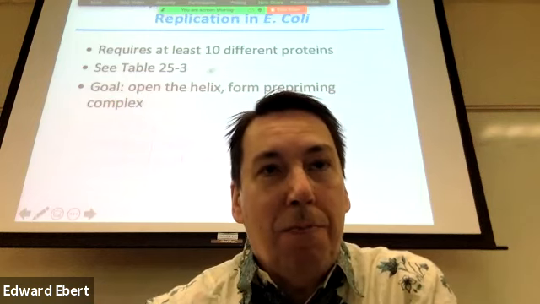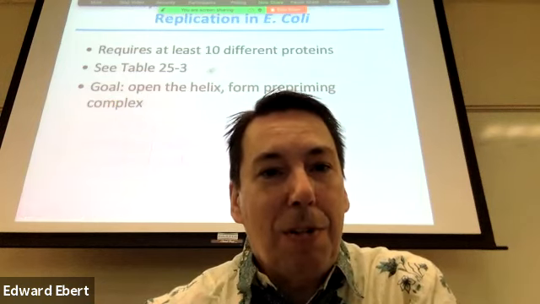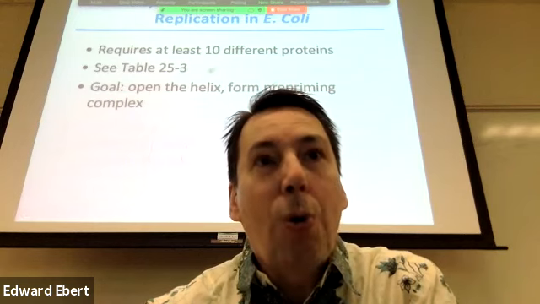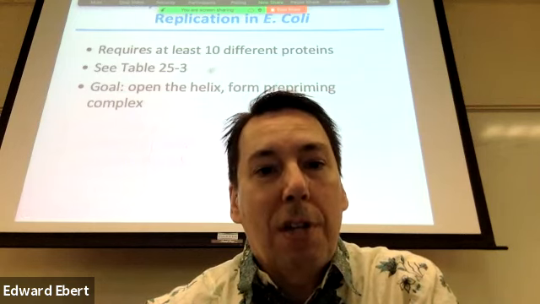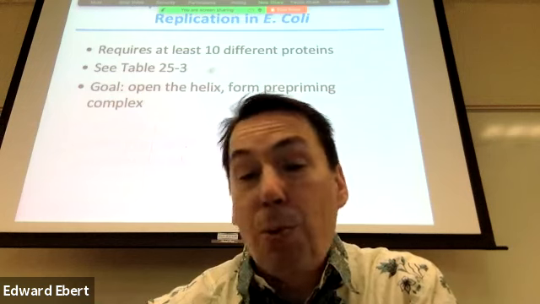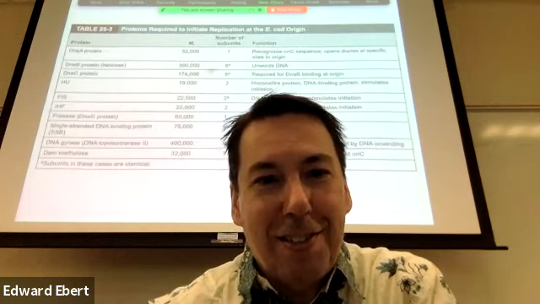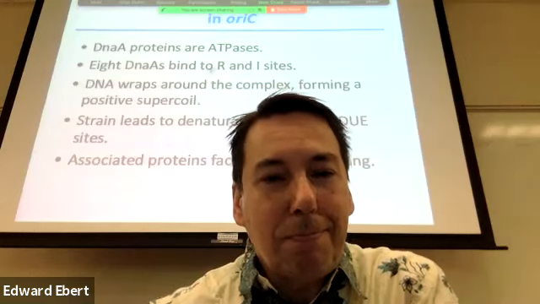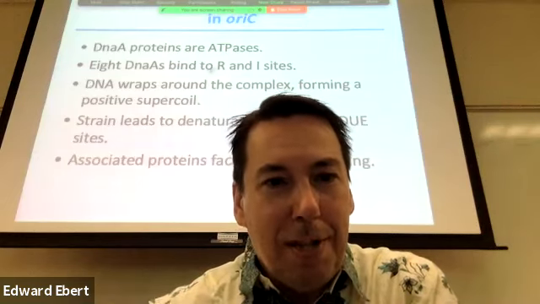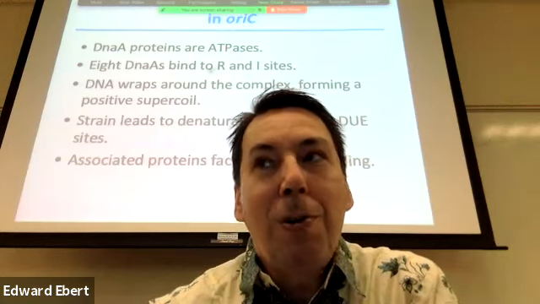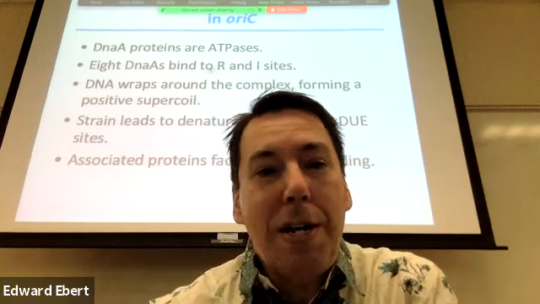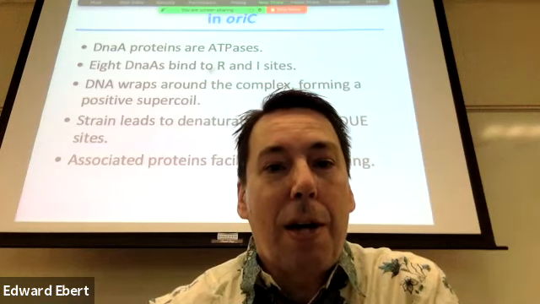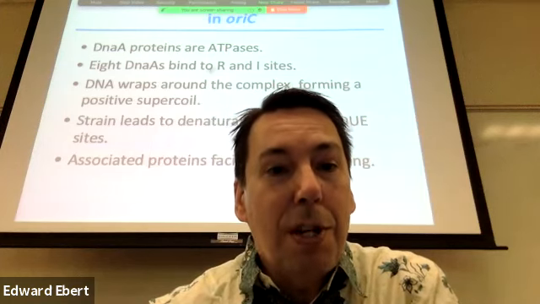And we'll have, like I say, at least 10 different proteins that are involved in here. The whole goal is to open up that helix, get it ready, and form this pre-priming complex. All sorts of stuff goes on in there. So we're going to have these ATPases, DNA wraps around the complex. We have a nice positive supercoil that's going to induce some strain. So it's going to denature nearby sites, those DUE sites from that origin sequence up there.